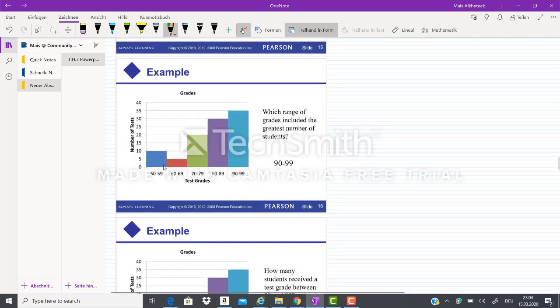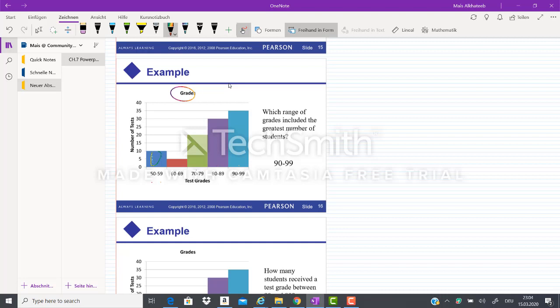This is a histogram. For example, this is the grade in the statistics class, the grade of the students by the final exam. How many students got 50 to 59? I have 10 students who got from 50 to 59. How many students got 60 to 69? I have 5 students. How many students got 70 to 79? 20. 80 to 89, 30. 90 to 99, 35 students.